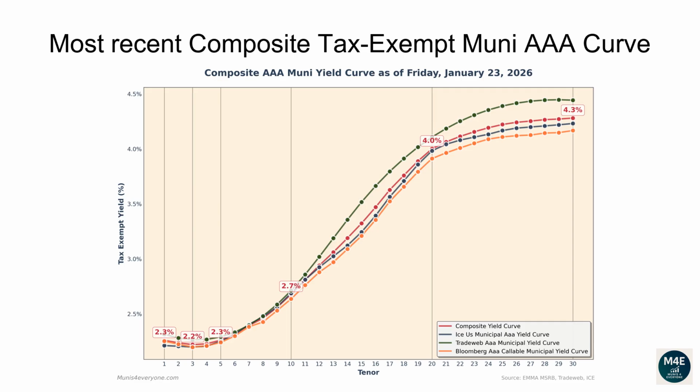The one-year composite tax-exempt yield is 2.26%. The two-year yield is 2.24%. The three-year yield is 2.22%. The 5-year yield is 2.26%. The 10-year yield is 2.68%. The 20-year yield is 4.0%. The 30-year yield is 4.28%.